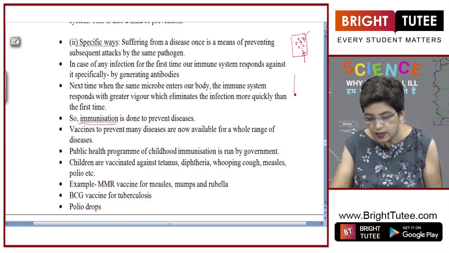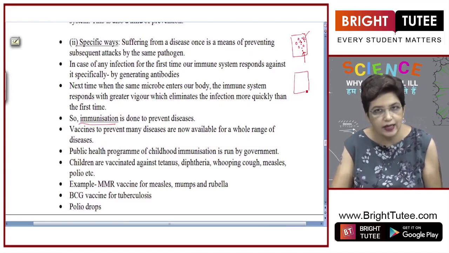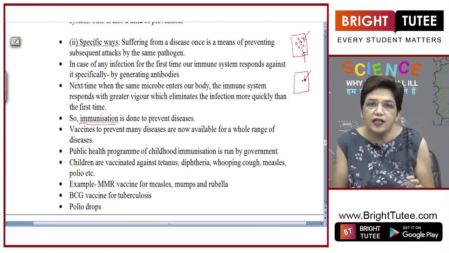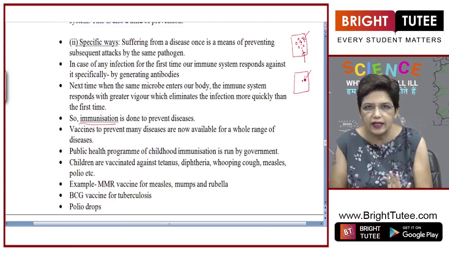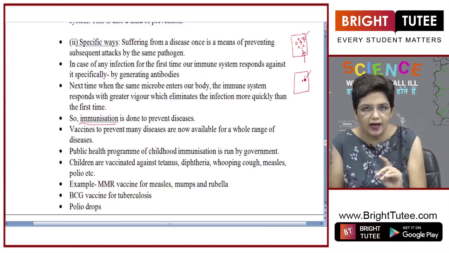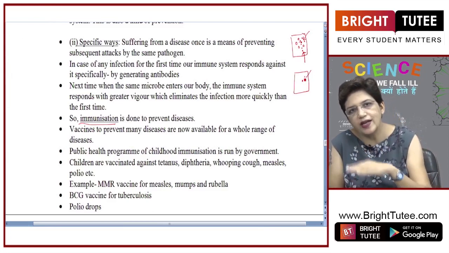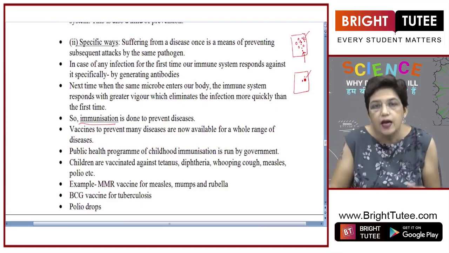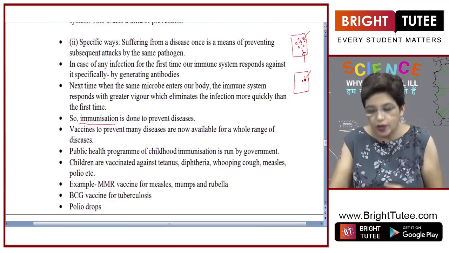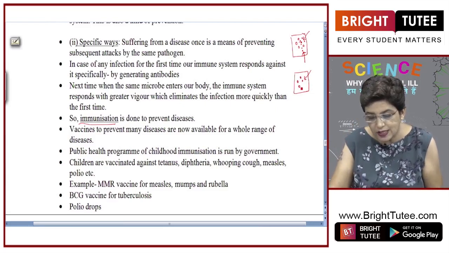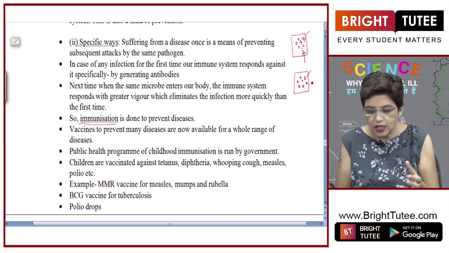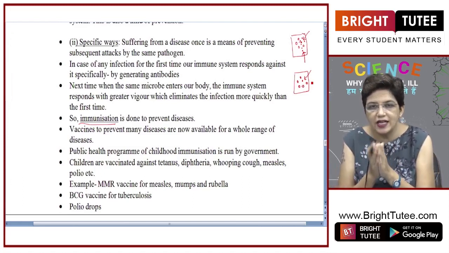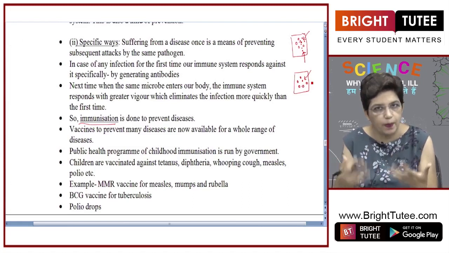What happens? Suppose this is the body of an organism and we inject the antigen. This antigen is either dead or it is deactivated. The disease causing microbe has been deactivated or killed and it is injected into the body. So it will not cause any disease, but it will initiate the production of antibodies, because the body will start producing antibodies to fight off this pathogen. So although this antigen cannot cause disease, the body is preparing.